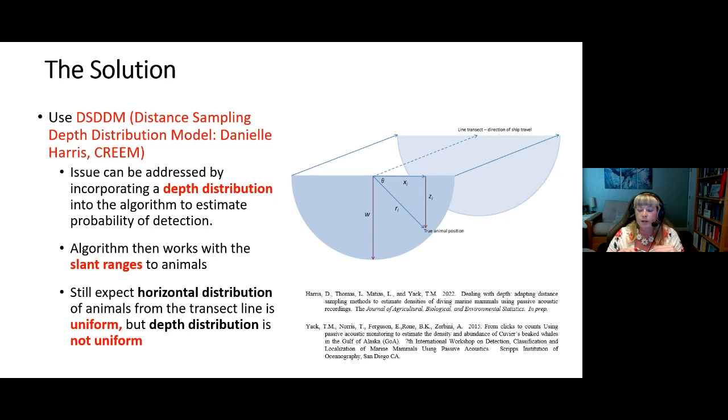Now here, we're still assuming that the horizontal distribution of animals from the transect is uniform, but we know that the depth distribution is not, as different species will have different depth preferences. Using this method, we can incorporate all of that information and use it in our detection function. The depth distribution model was first described by Danielle Harris, and we'll have a paper coming out soon describing these methods in more detail.